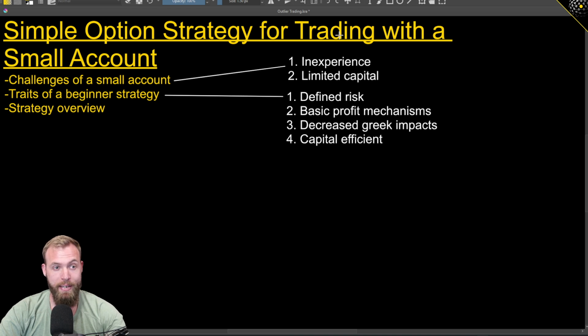So for a beginner that's inexperienced and isn't going to be as familiar with all of those different relationships, decreasing the impact of the Greeks is in your favor because it allows you to start with training wheels on. And then obviously we need something that is capital efficient. If not, we are going to run out of money.